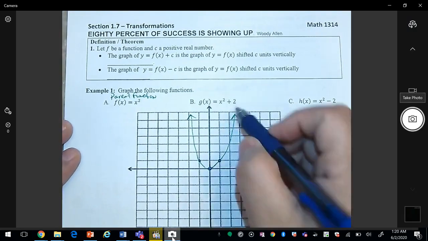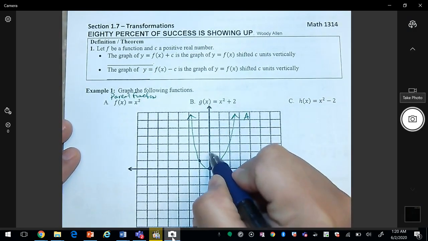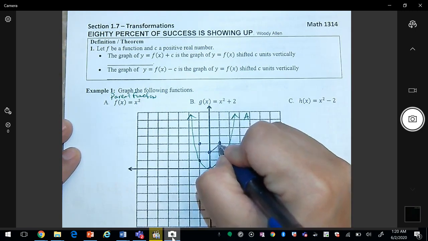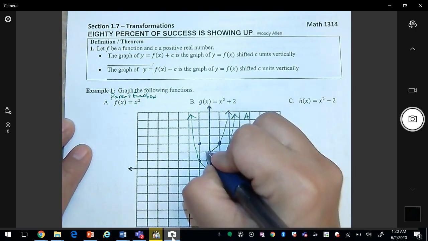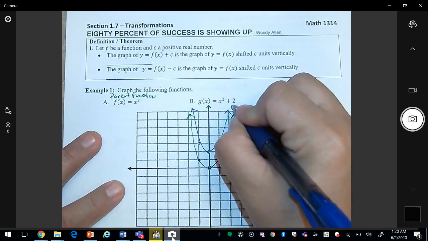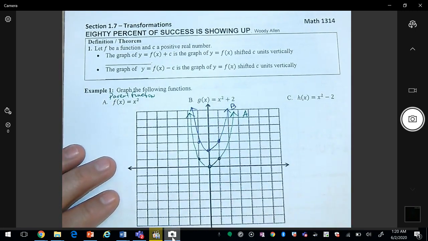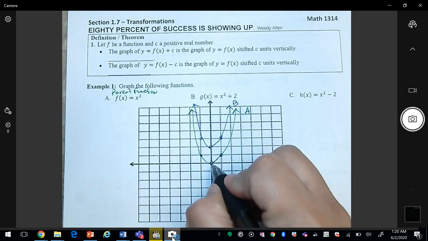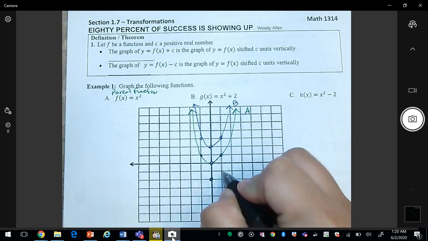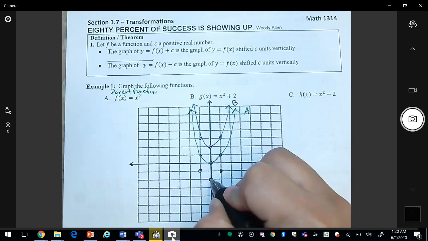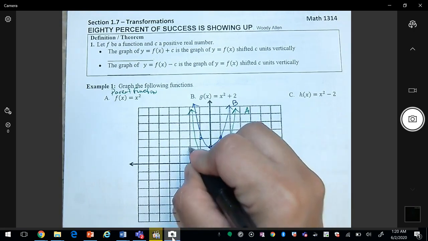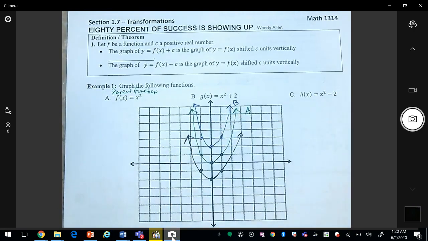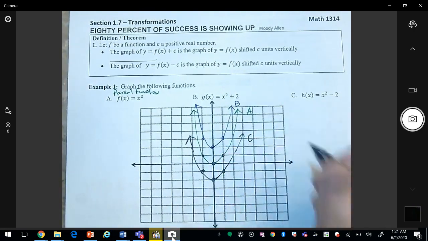Okay, so for letter B, the graph shifted up 2 units. So my graph would look something like this. So this is letter B. And then letter C, the graph shifted down from the parent function. Okay, so this is letter C.